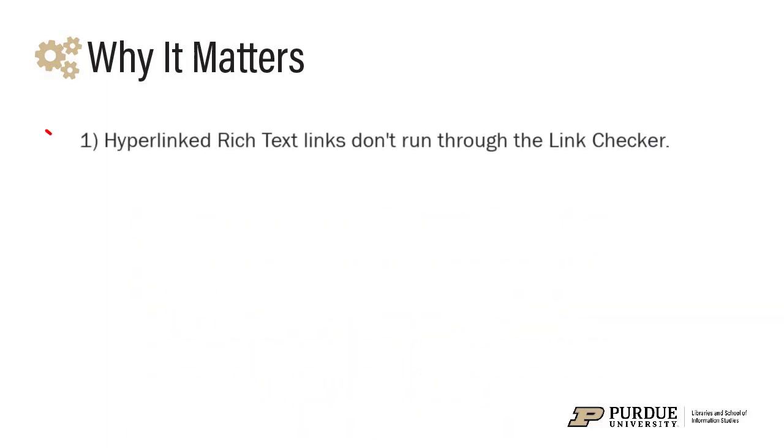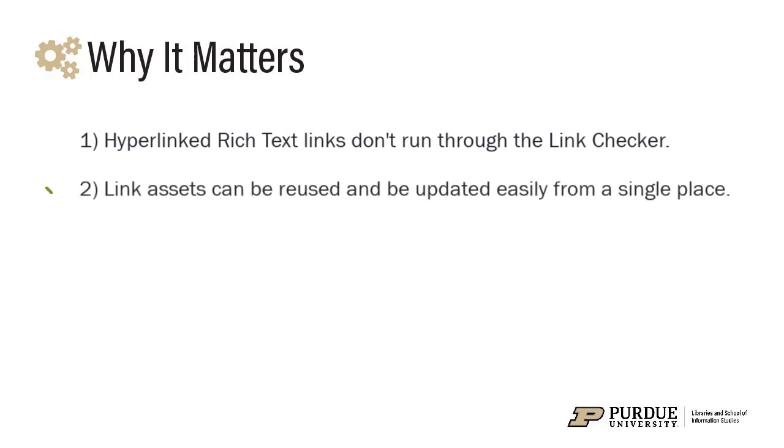Hyperlinked rich text links aren't caught in the link checker, so we won't know that they're broken unless someone manually checks that link, or more likely, a patron runs across it and can't access the information they're attempting to find. Link assets can be reused across guides and easily updated from one place, meaning they're less work to create in the long run and much easier to maintain.